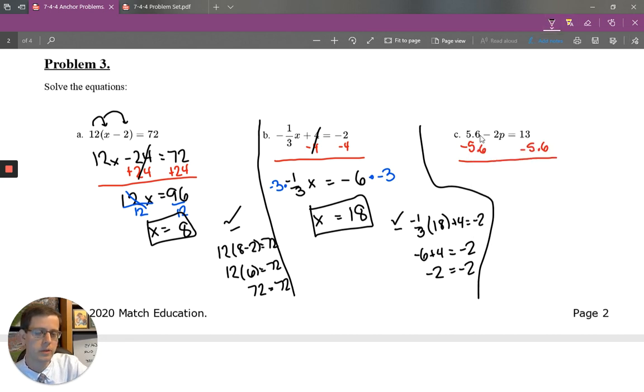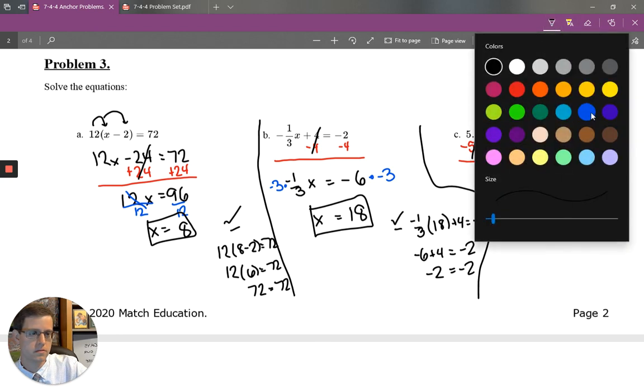Because what that ends up doing is this 5 6/10 minus 5 6/10 cancels. That's what we want. Then minus 2p, that's all that's left on the left side now. That's going to equal, let's see, 13 minus 5 6/10. That's 13.0. Borrow if you need. Subtract this thing out. You get 4 in the 10th spot. And then 12, essentially, minus 5 is 7. So negative 2p equals 7 4/10.